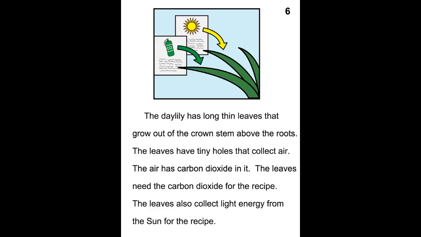The daylily has long, thin leaves that grow out of the crown stem above the roots. The leaves have tiny holes that collect air. The air has carbon dioxide in it. The leaves need the carbon dioxide for the recipe. The leaves also collect light energy from the sun for the recipe.